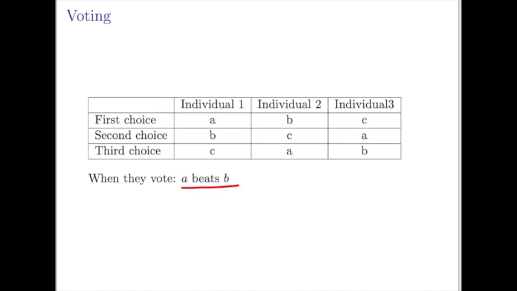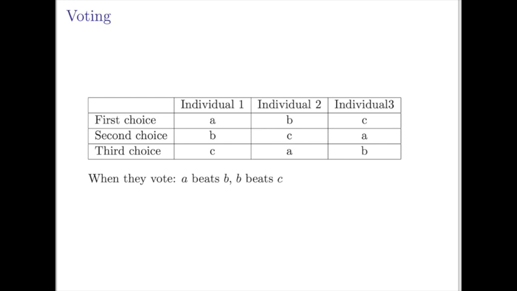So A beats B. Next, we're going to look at B and C. How many people like B better than C? Well, individual 1 likes B better than C. Individual 2 likes B better than C. Individual 3 likes C better than B. So individuals 1 and 2 like B better than C, and individual 3 likes C better than B. Now there are more people who like B better than C, so B beats C.